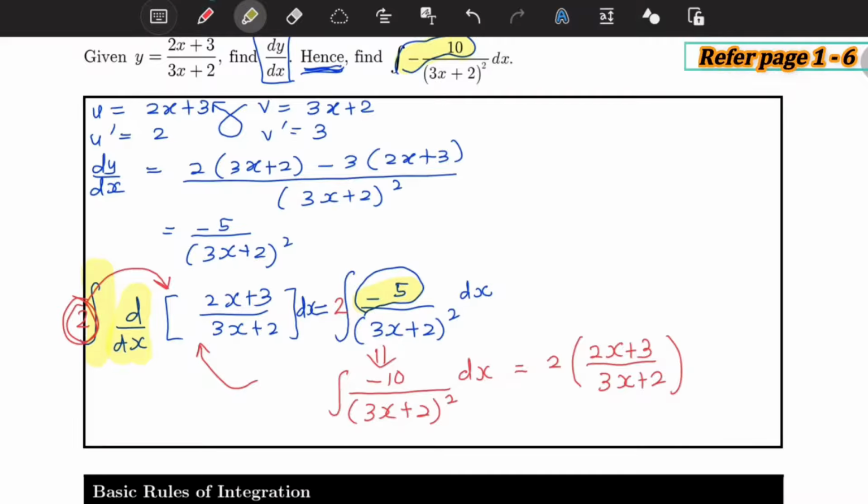Don't forget to write plus c because the integral now is an indefinite integral, so we need to write the integral constant plus c here. For the final answer, we can expand and we will get (4x plus 6) over (3x plus 2) and plus c.